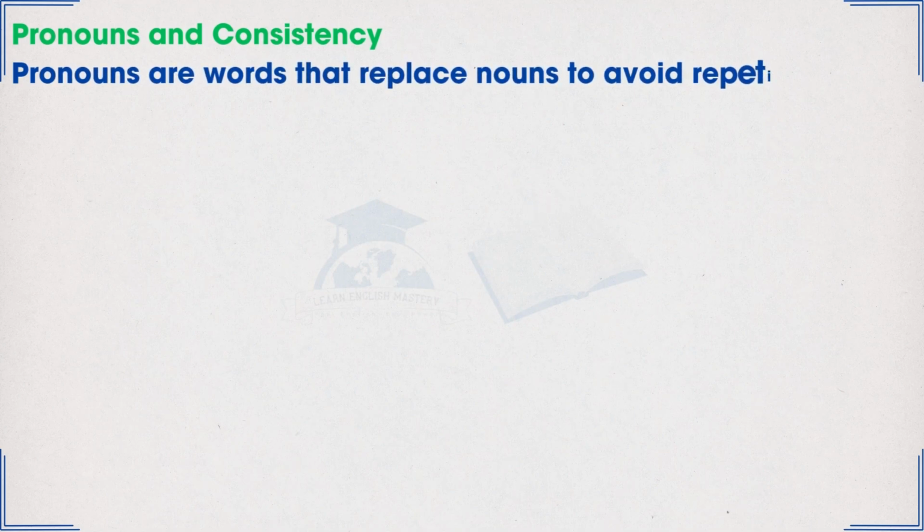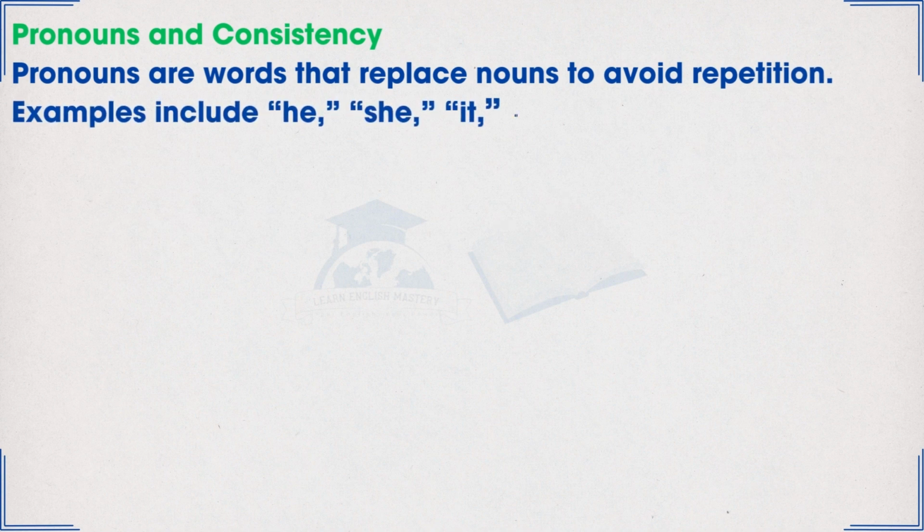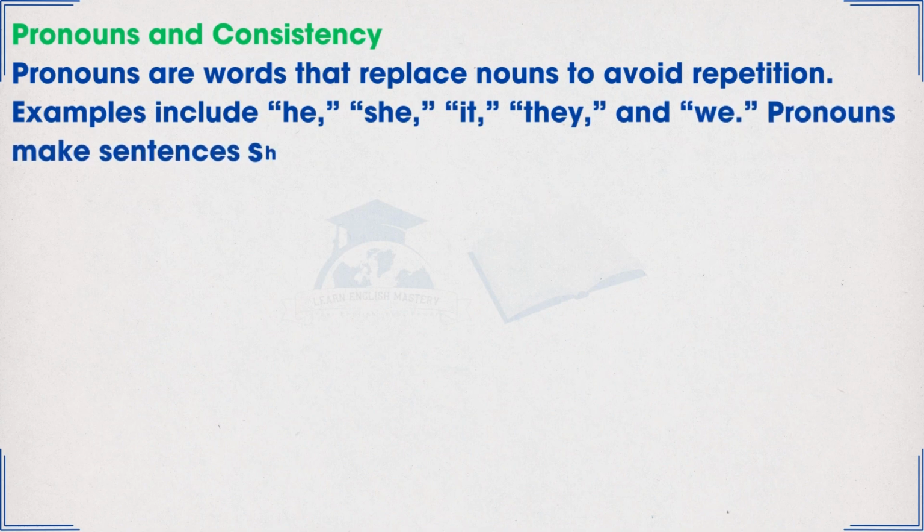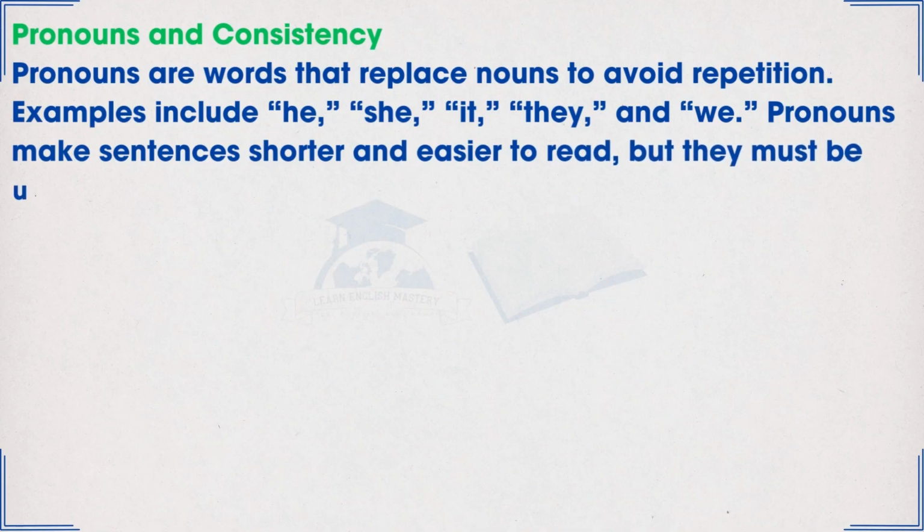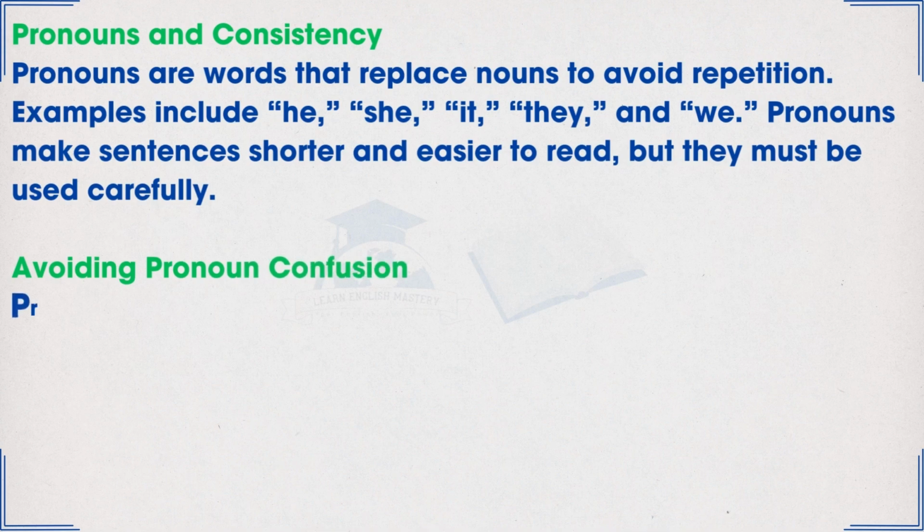Pronouns and consistency. Pronouns are words that replace nouns to avoid repetition. Examples include he, she, it, they, and we. Pronouns make sentences shorter and easier to read, but they must be used carefully.